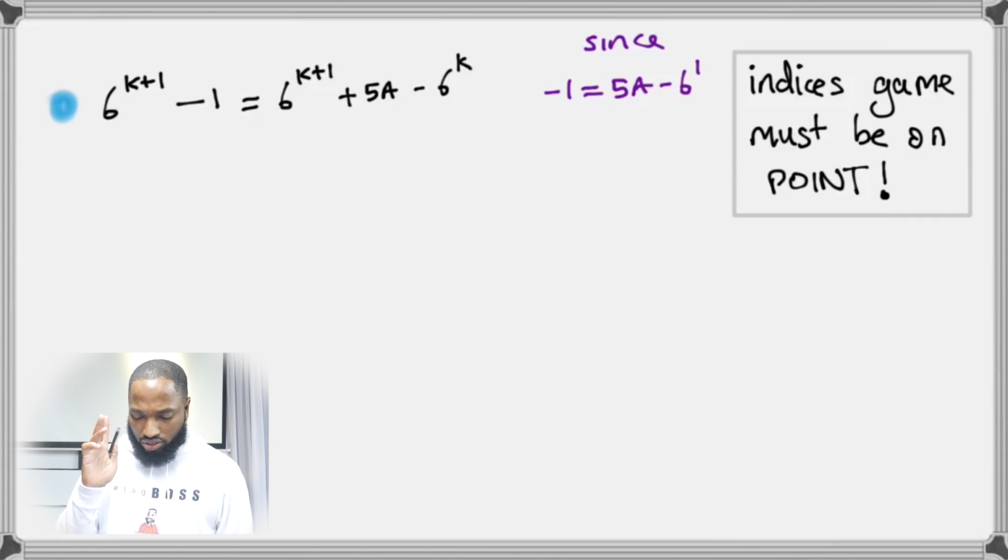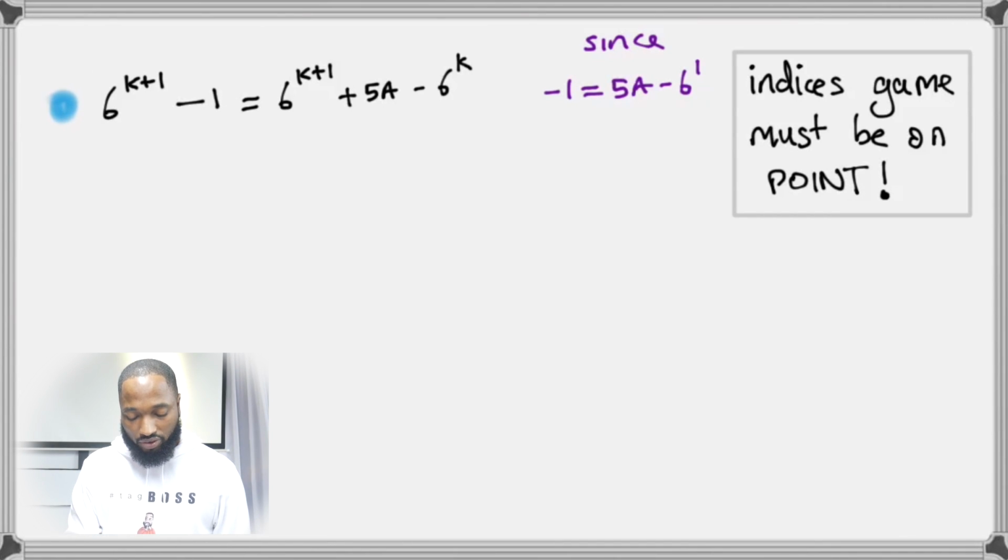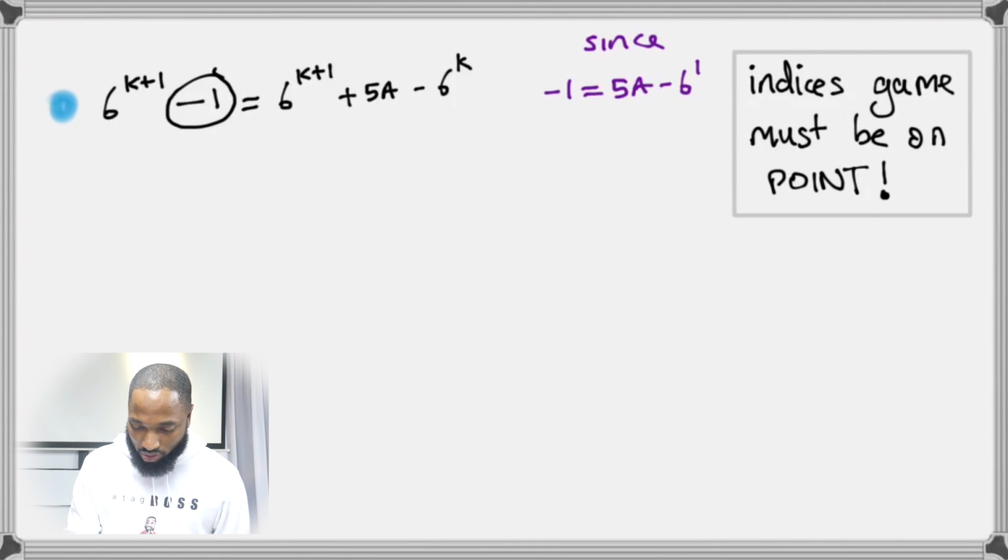Okay, there are two ways you could do this. There are more than two ways you could do this, but I'll show you the two ways that are most common. So we're starting off with the 6k plus 1, we're starting off with the k plus 1. 6k plus 1 minus 1. This is the same as, let's substitute out this negative 1. So that's one way we could go.